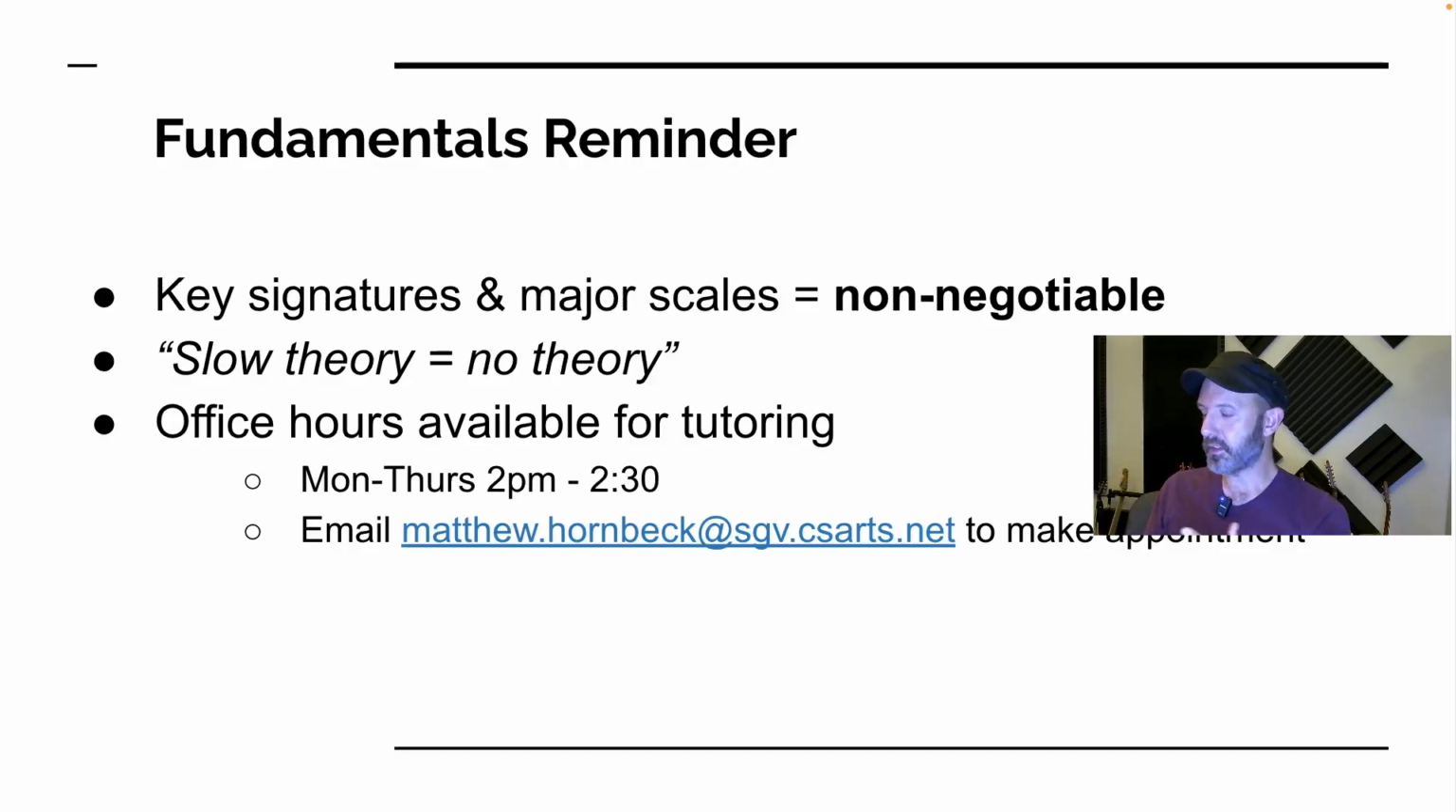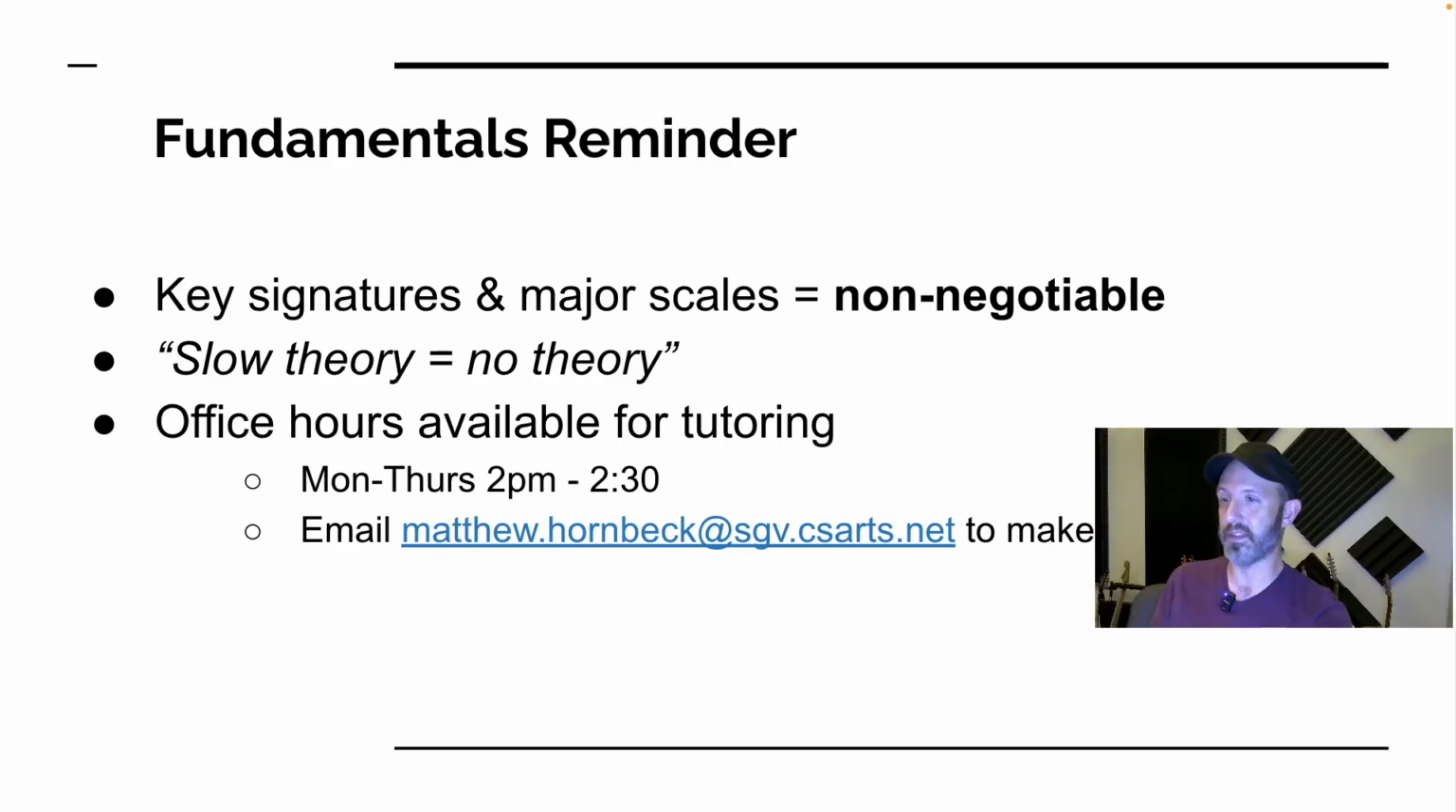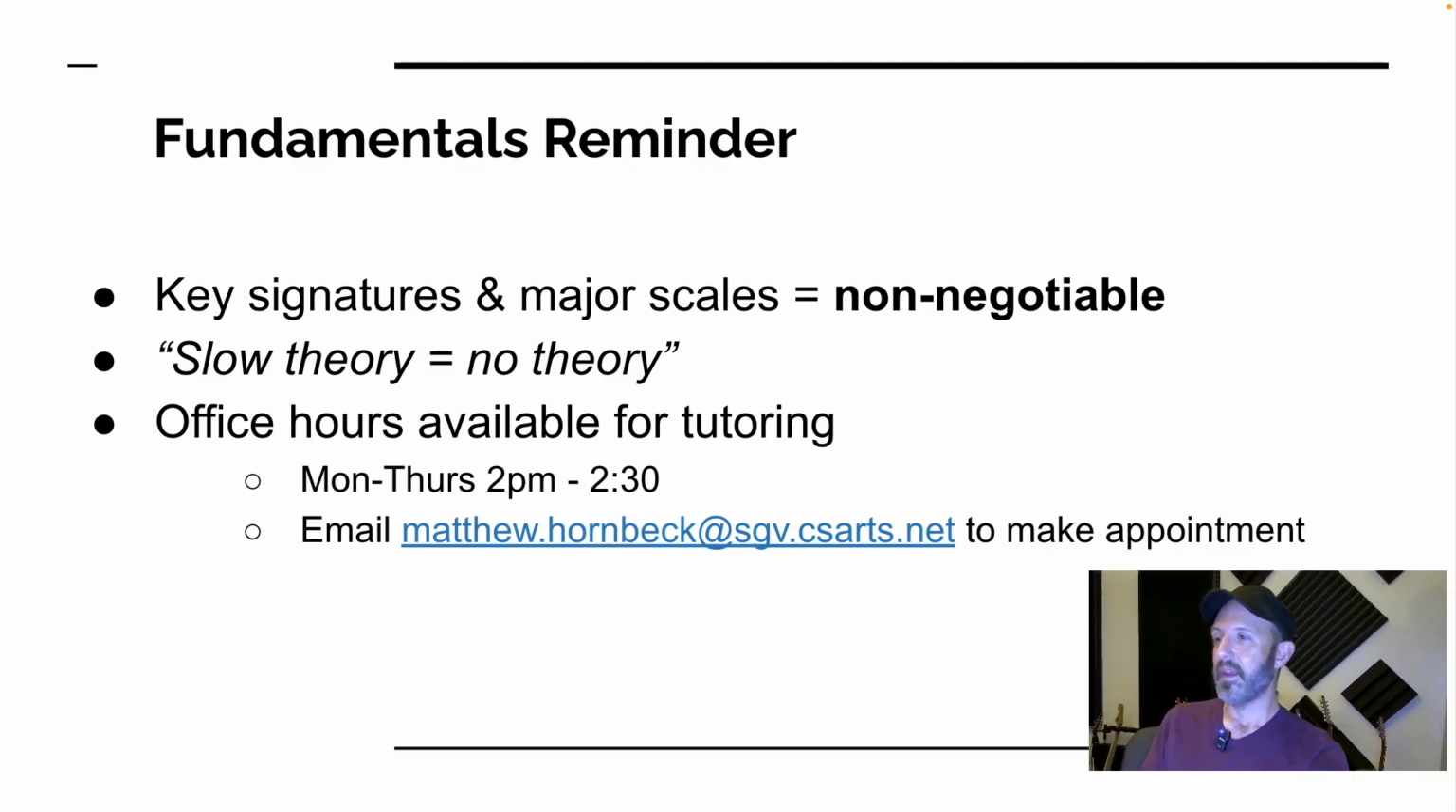So just a fundamentals reminder: key signatures and major scales is non-negotiable. It's got to be there, especially as we go into Theory 2. Everything is derived or built on top of that. So if you're not automatic with major scales or key signatures, you're going to get left in the dust. And you know how I say all the time in class, slow theory equals no theory.